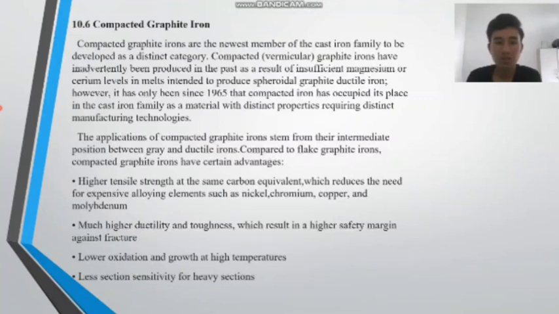Compared to flake graphite irons, compacted graphite irons have certain advantages: higher tensile strength at the same carbon equivalent, which reduces the need for expensive alloying elements such as nickel, chromium, copper, and molybdenum. Much higher ductility and toughness, which result in a higher safety margin against fracture, lower oxidation and growth at high temperatures, less section sensitivity for heavy sections. Next.